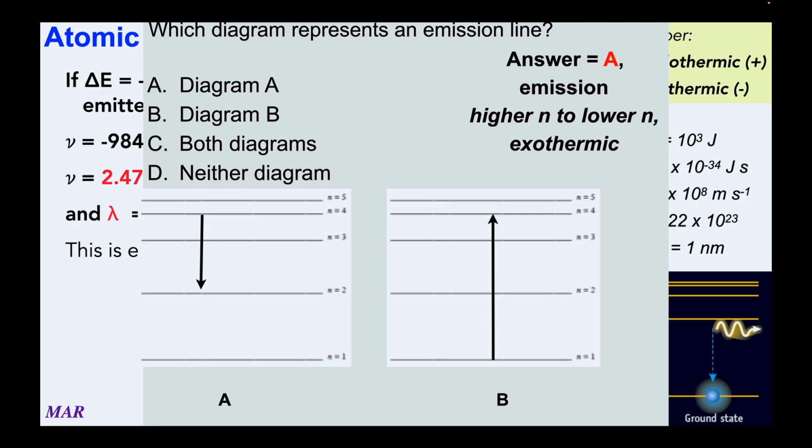Now, diagram B would be an absorbance line or an endothermic reaction, because you're going from a lower end to a higher end, and it takes energy to go from lower to higher values right there. So A would be considered emission, higher end to lower end, and that would be exothermic energy. It would be a negative delta E. On the other hand, diagram B there shows lower to higher end. That would be absorbing energy to make that happen, or an absorbance line, and that would be an endothermic reaction.